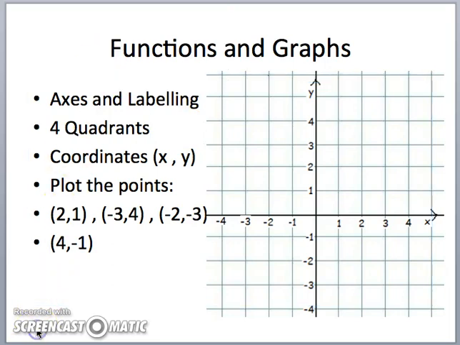I seem to be having a problem with the PowerPoint. Have a go at plotting the other two coordinates.